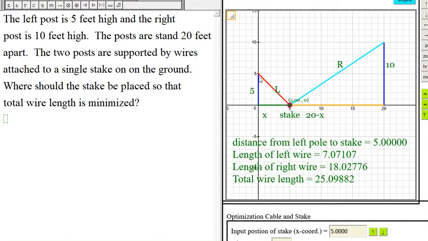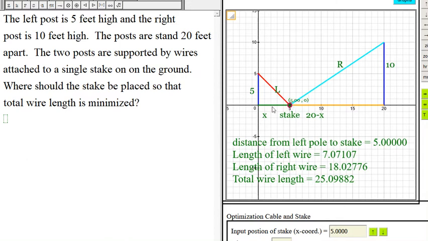Here we have two posts. This one is 5 feet high, and this one is 10 feet high. And the two posts, they are 20 feet apart. And these two posts right here, they are supported by these two wires that are attached to this stake right here on the ground.